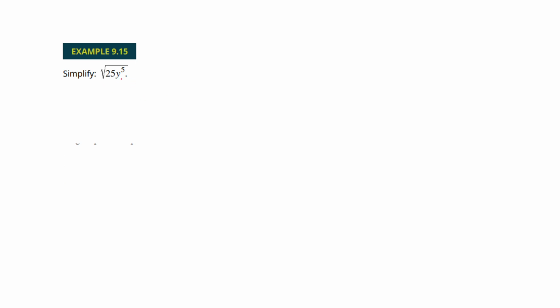Okay, so now if you have numbers and variables put together, we're just going to do the number. It's 2 problems in one. We're going to do the number, and then we're going to do the letters, the variables. And so I know the square root of 25 is 5.